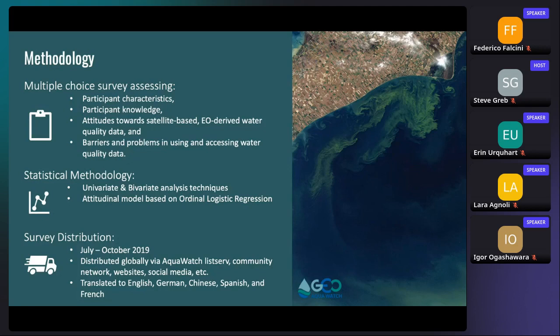After exploring the attitudinal traits linked to the use of Earth observation water quality data products, we use univariate analyses and correlation analyses to highlight relationships among varying attitudinal traits towards Earth observation data. Lastly, an attitudinal model was built to explain the determinants and implications of trust in Earth observation water quality data. The ad hoc survey was distributed globally via AquaWatch's listserv, community network, websites, and social media in July of 2019, and it remained open for 4 months until October. Survey participants had the ability to translate the survey into English, German, Chinese, Spanish, and French.